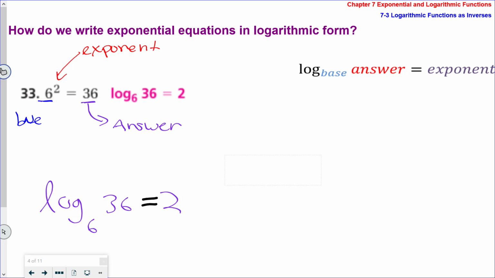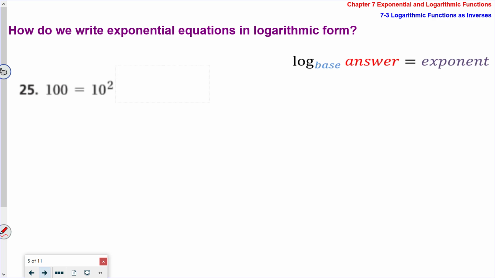And again, the reason why we use logs is over here, this is not an equation we have to solve. We already know that 6 squared equals 36. But if it were an equation and it read 6 to the x equals 36, if we didn't know that this was 2, we would just rewrite it in logarithmic form and throw this in a calculator to figure out what the exponent is. But we just have to practice putting it in logarithmic form first.